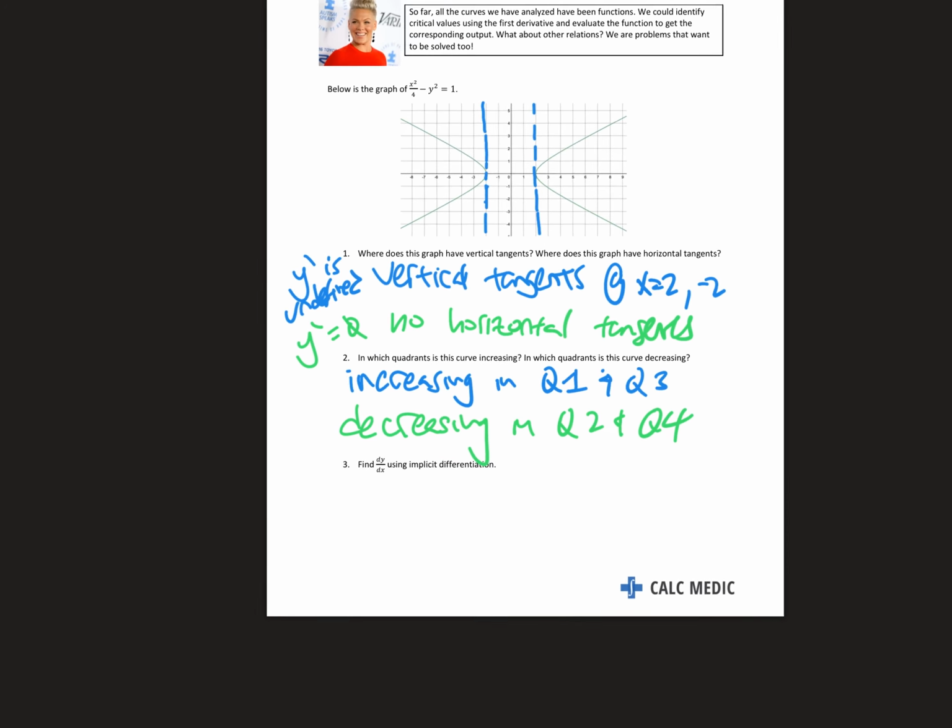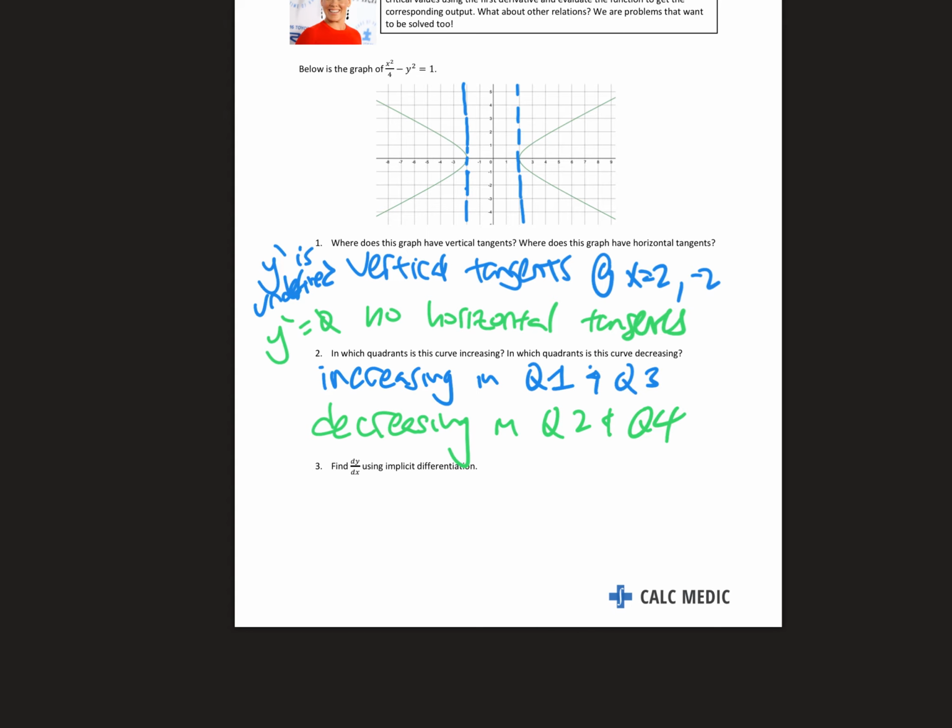Number 3, we have to find dy/dx using implicit differentiation. For those who don't remember, implicit means you're differentiating when y is not isolated, and we have to write y prime every time we differentiate anything with y in it. Okay, so first the function itself is up here: x squared over 4 minus y squared equals 1. So I'm going to write that down first just for organization's sake. So x squared over 4 minus y squared equals 1.